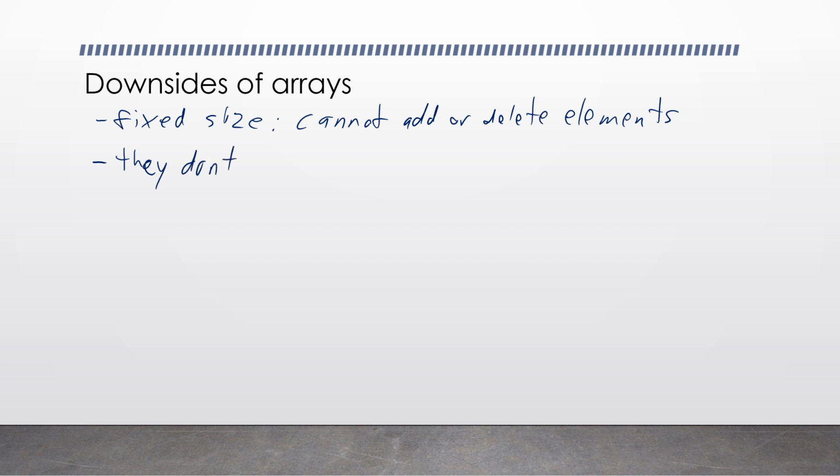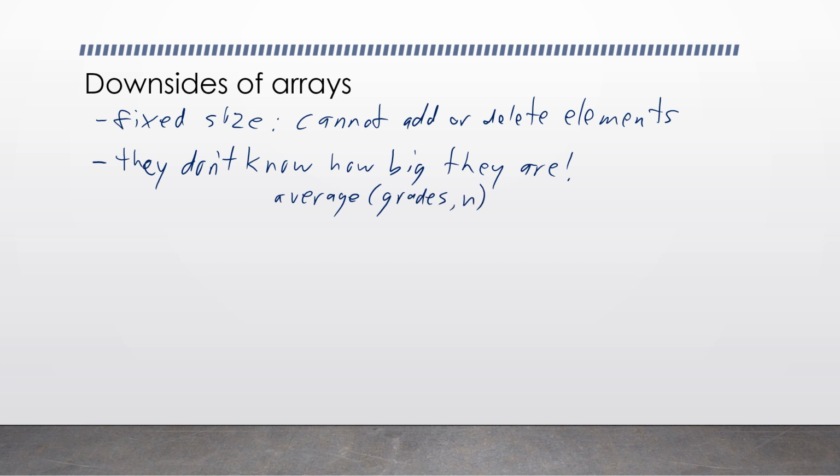They don't know how big they are. You notice in my previous example of passing an array to a function, I had to call average of grades, and then I had to also pass in n. Okay, I had to pass in n here because the array grades does not know how many grades it has in it, and so the function average wouldn't know just from looking at grades how many grades there are. You have to pass the n in along with it.